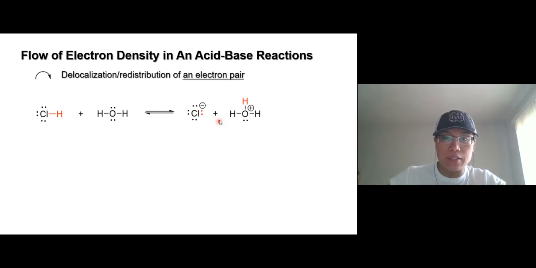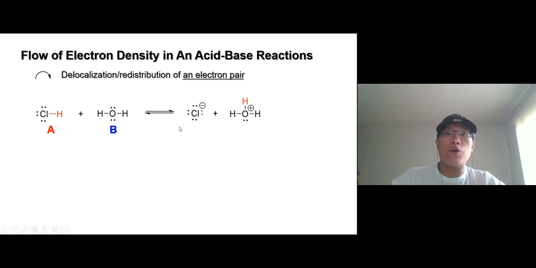So I'll look down here. This is an acid-base reaction. Water will act like a base, and the hydrochloric acid will act as an acid. So what's going on here? Overall, you're going to see that this proton here moved to bond with water, so you get hydronium ion instead.